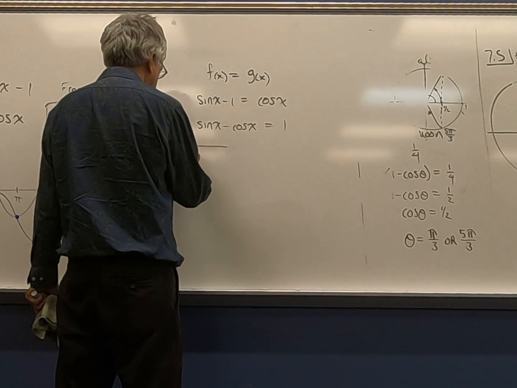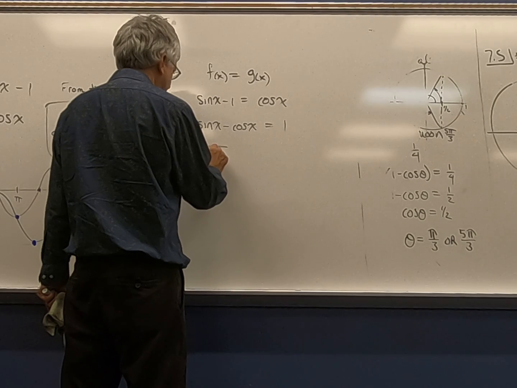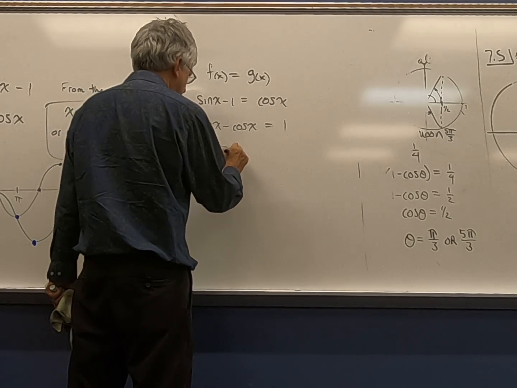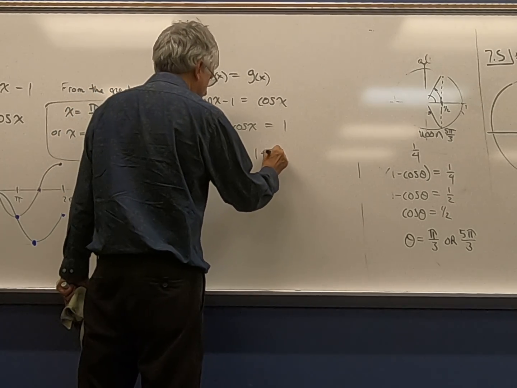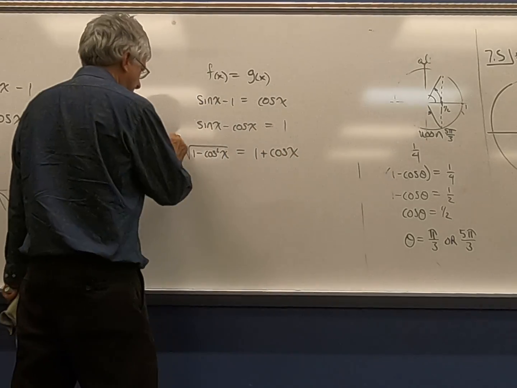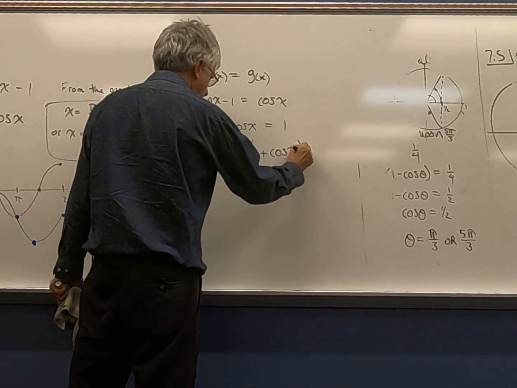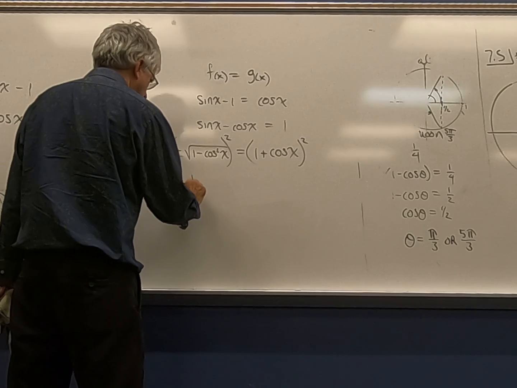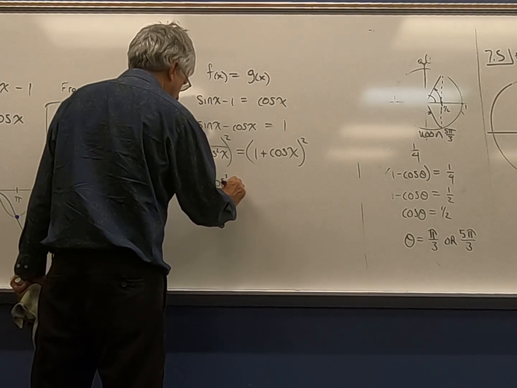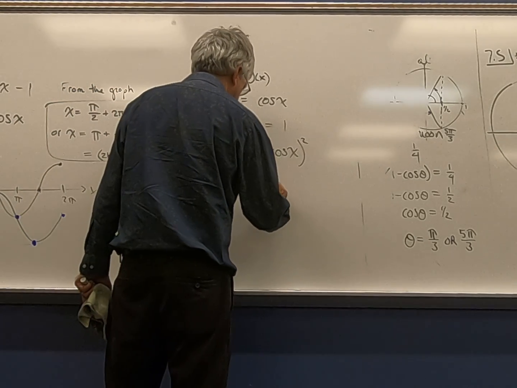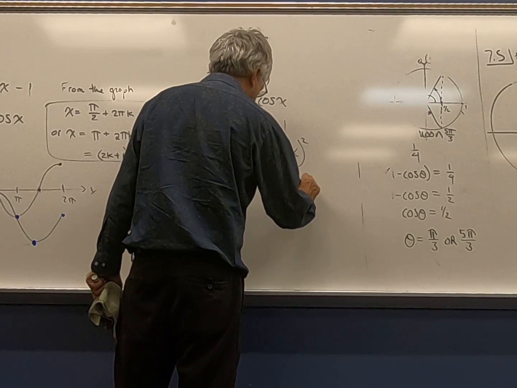We said, well, plus or minus the square root of 1 minus cosine squared. It wasn't exactly this, right? But this would be 1 plus cosine x then. And if we square both sides, if these things are equal, their squares are equal. This gives us 1 minus cosine squared x equals 1 plus 2 cosine x plus cosine squared x.